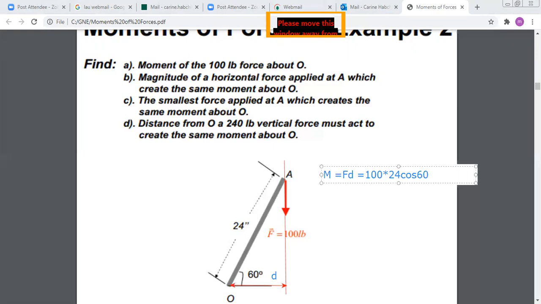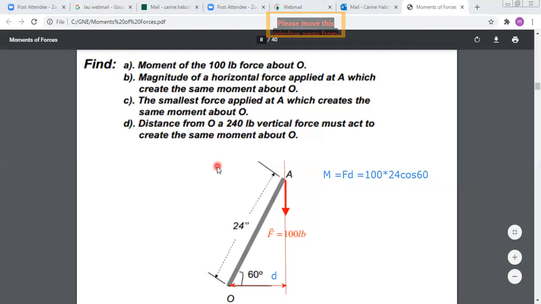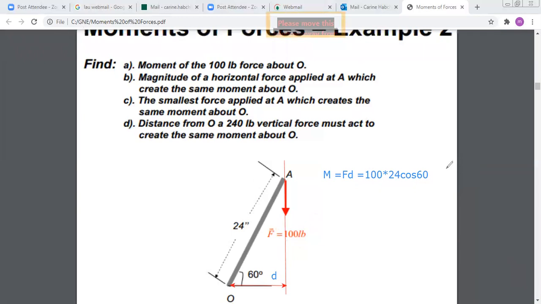Now, who will tell me what the direction of this moment will be? Clockwise or counterclockwise? Clockwise, very good. Because it's tending to rotate the bar about O in the clockwise direction. So all you have to do is put an arrow here, in the clockwise direction.